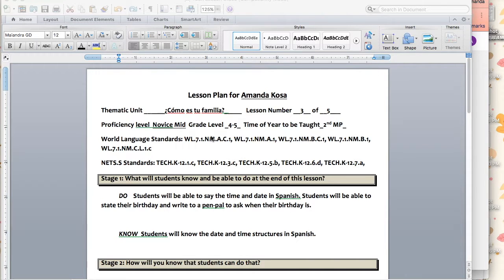In the third lesson, students will learn how to say the time and date in Spanish and will be able to state their birthday and write to a pen pal to ask when their birthday is. The reason that I decided to incorporate the time and date in Spanish, for the thematic unit, I decided to make it based around planning a party for a family member. So an important aspect of that is being able to say the time and date of the birthday and the event that is occurring.